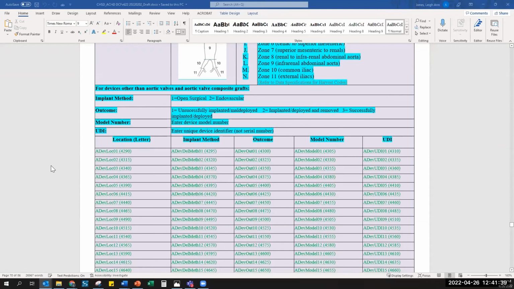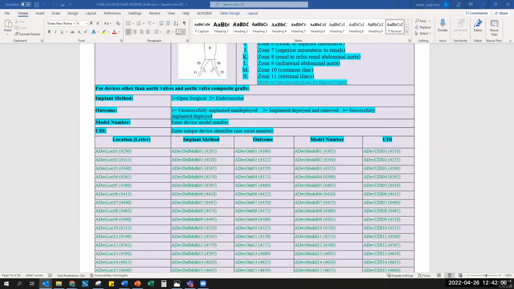I know this can get confusing. I'm trying to break it down as easy as I can, but I understand that this is confusing. So down here, we're going to first want to know the implant method. Was this open surgical or was this endovascular? These are grafts that go into the aorta.